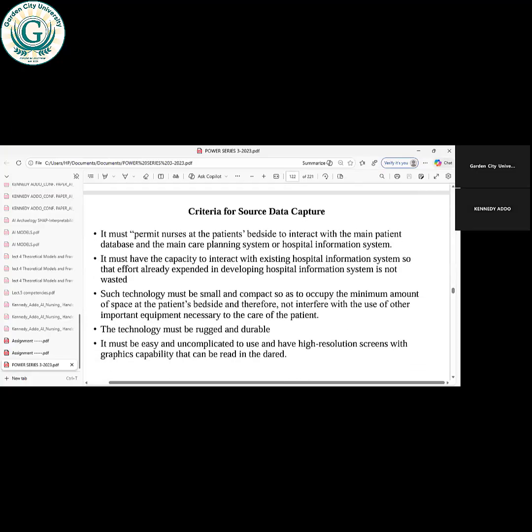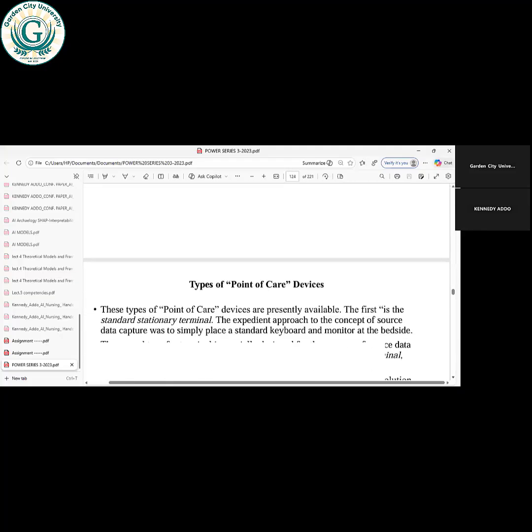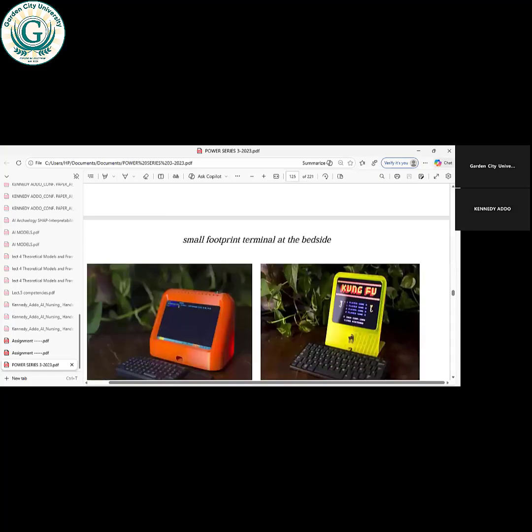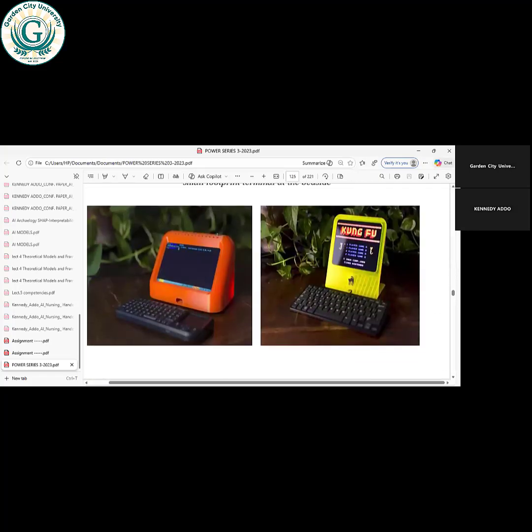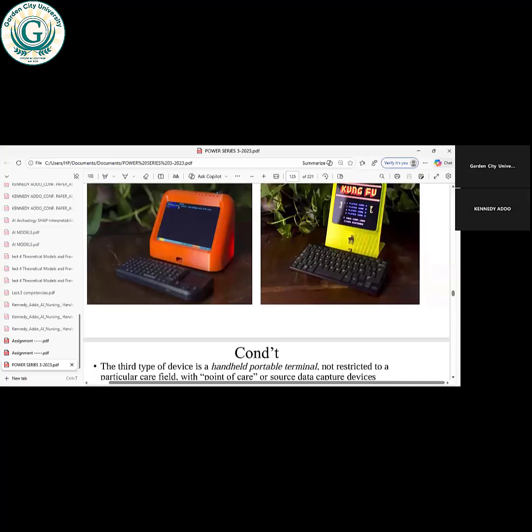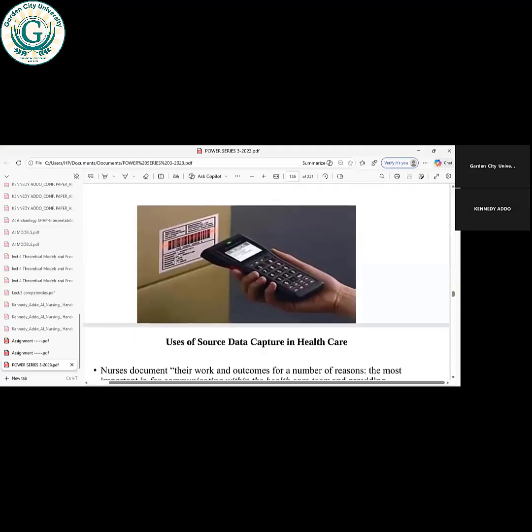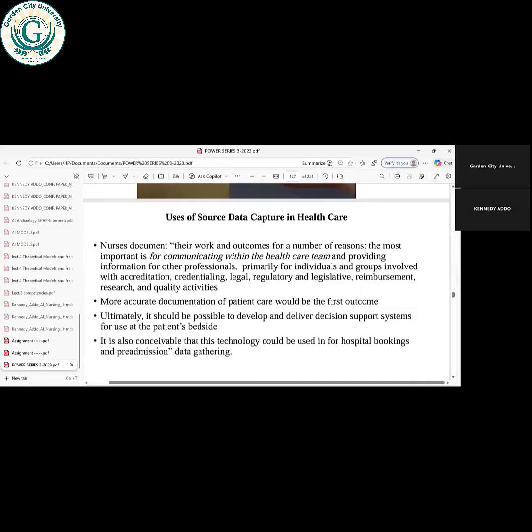Criteria for source data capture. Because of our time, we have about 3 minutes, and I don't want us to be taken off abruptly. So I'll pause here, then we will reserve this one for next week. So if you have any other questions or anything to say, let me hear you.